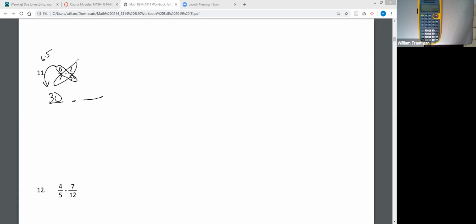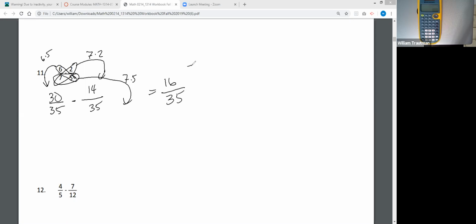Then multiply these two together. 7 times 2 is 14. Then multiply the bottoms together. 7 times 5 is 35. Since the bottoms are the same, we add or subtract the tops. 30 minus 14 is 16. The bottom, since the bottoms are the same, it stays the same.